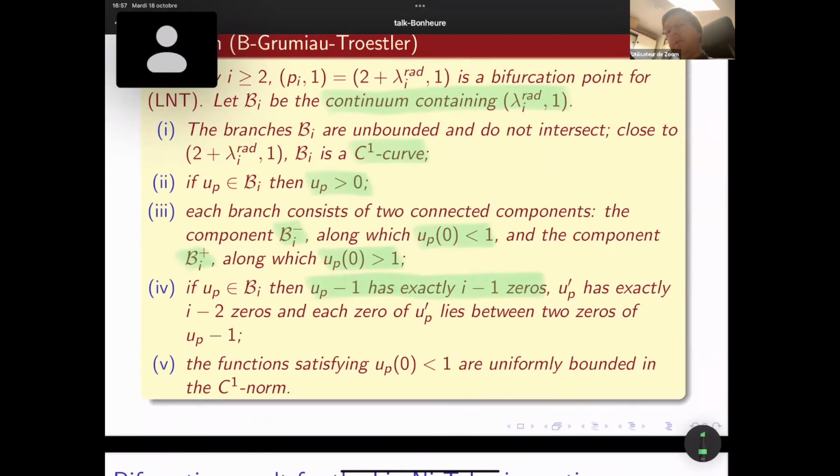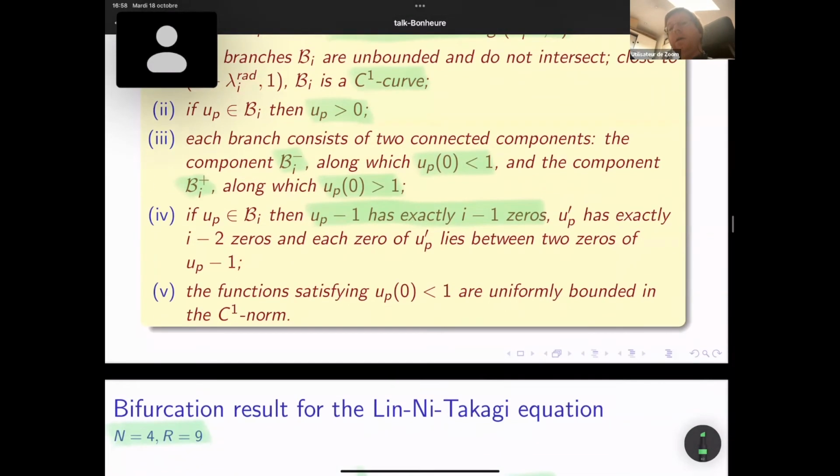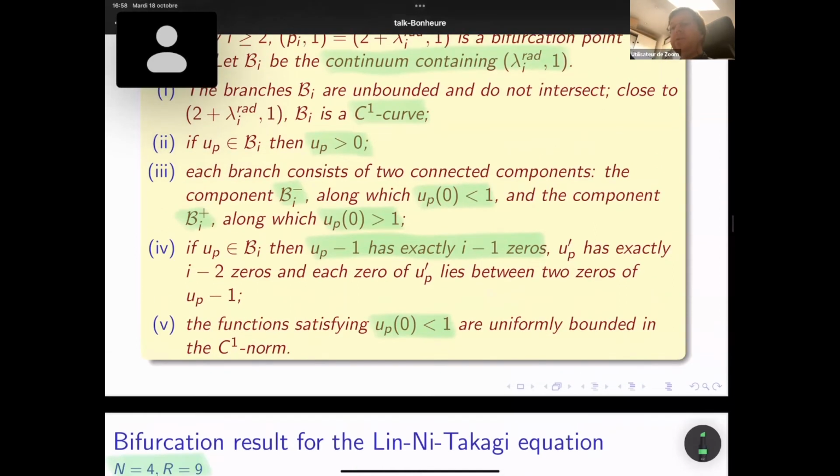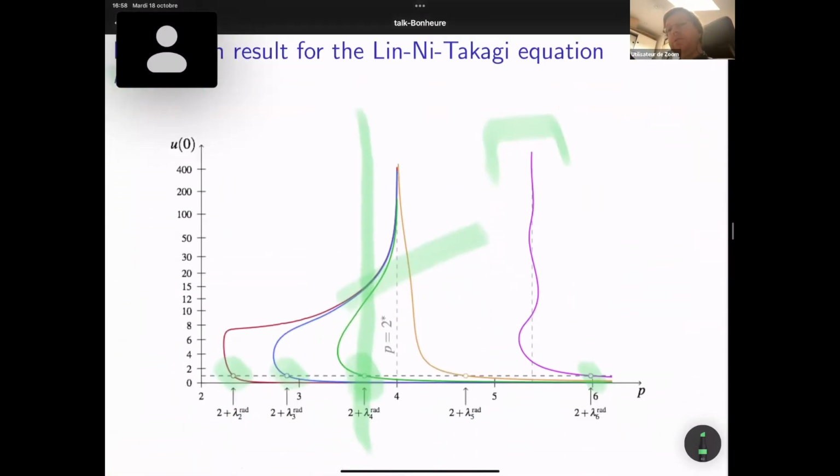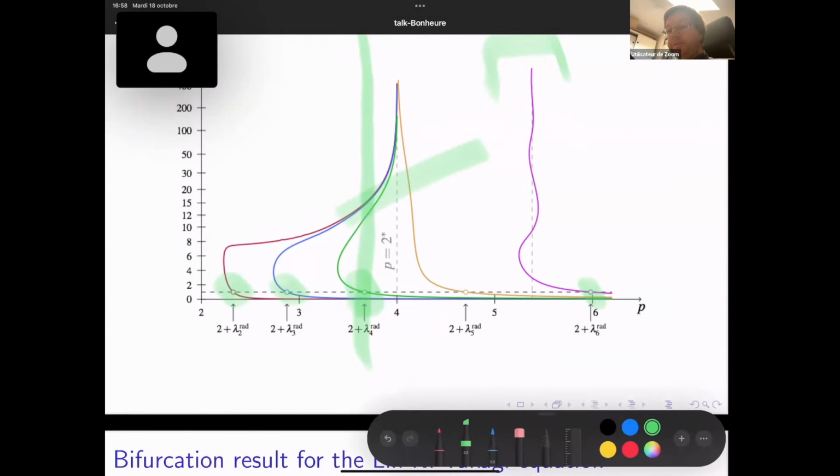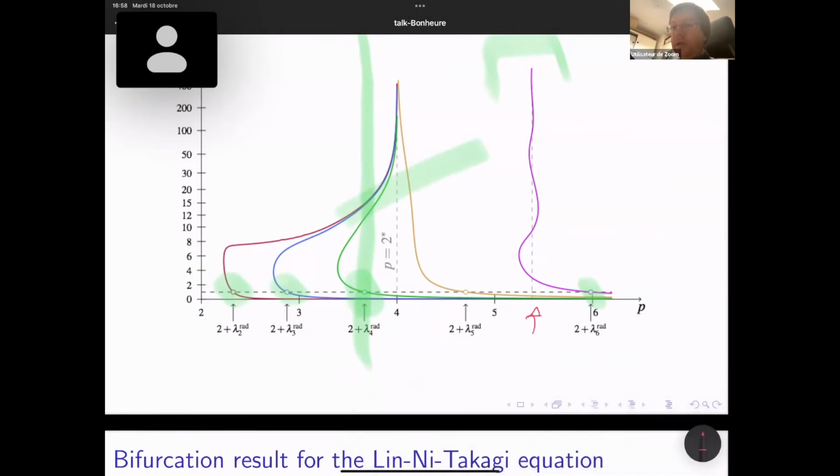This is classical. And something interesting, which is not very difficult to see, is that if your solution starts with a value less than 1 along one branch, in fact, the solution remains uniformly bounded in the C1 norm. It means that somehow those lower branches here, they kind of exist for all p.